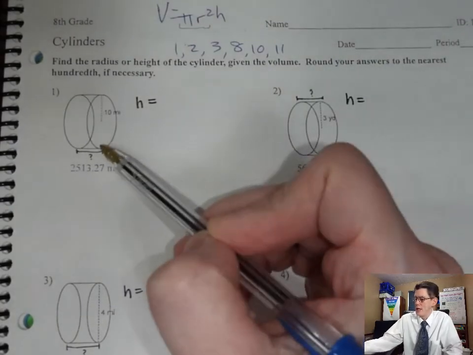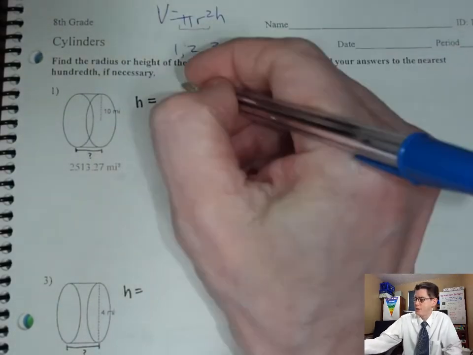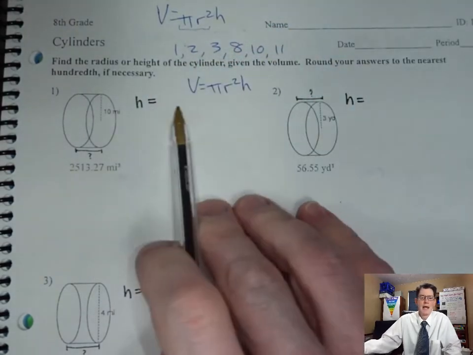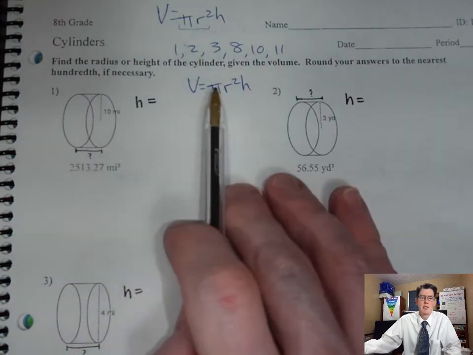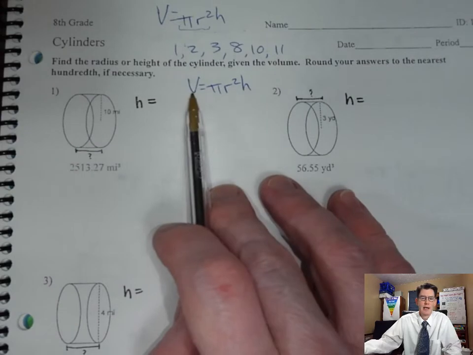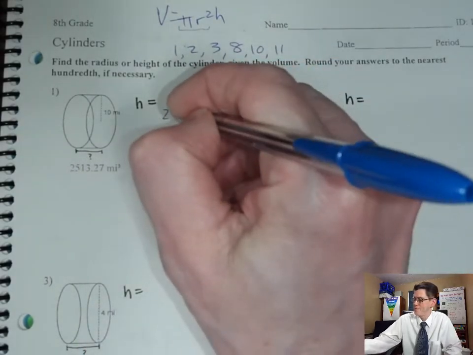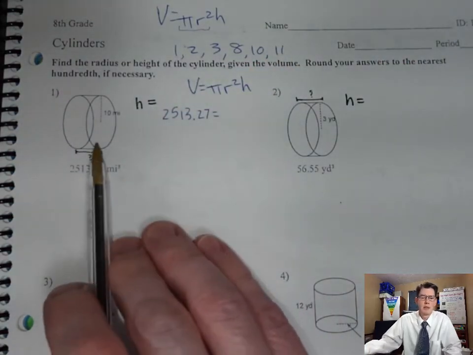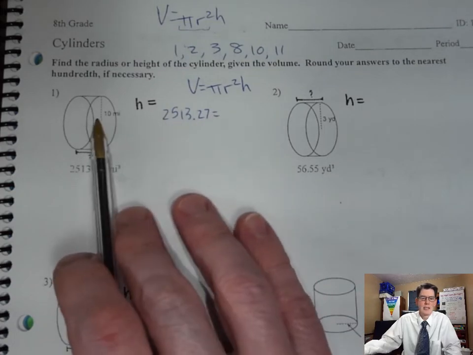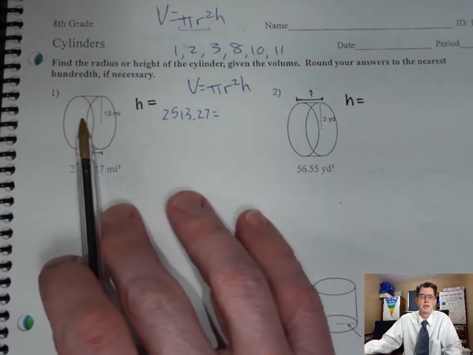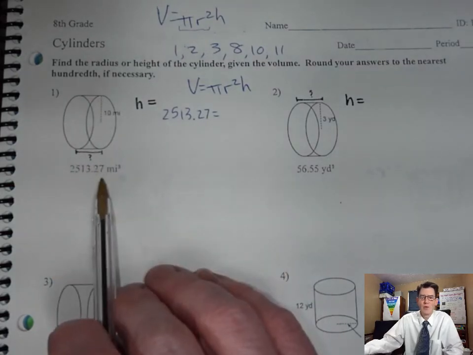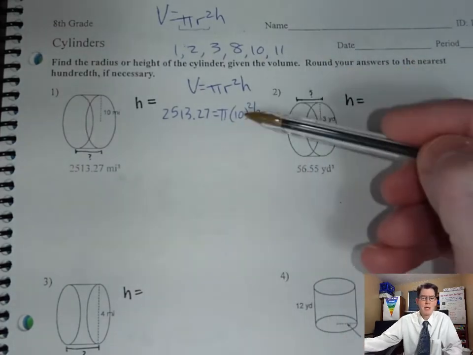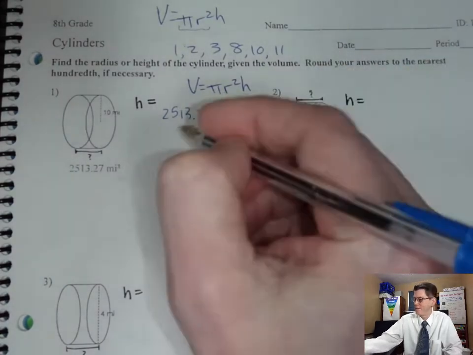So here we go. Number 1. We know that volume is pi r squared times the height. Once we know that, we can insert these numbers into the variables and solve for the height. The volume is given to us, 2,513.27 miles cubed. Huge number of miles. The radius right here is 10 miles. Man, what cylinder would have a 10-mile radius? So pi times 10 squared times the height. And then we work through the equation to get the h by itself.